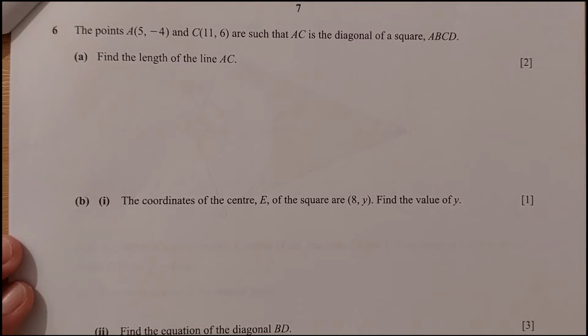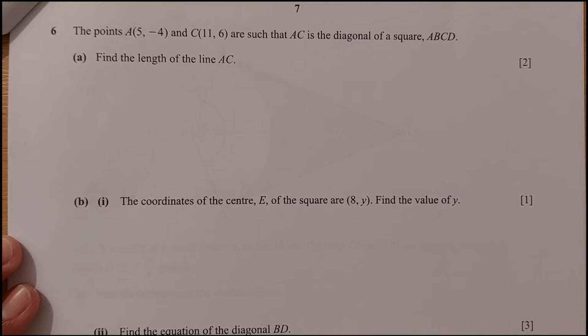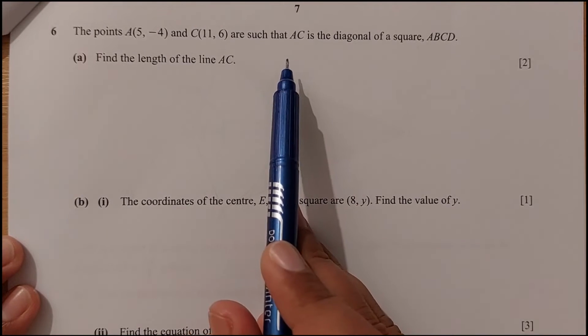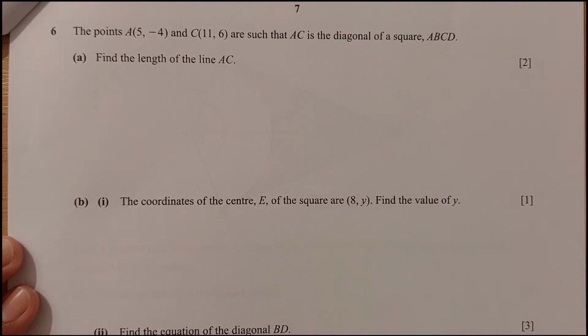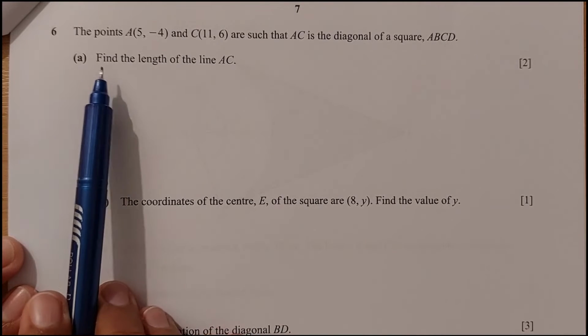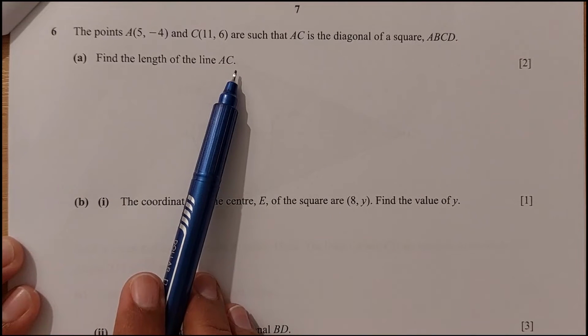Question number 6. The points A, that is (5, -4), and C, that is (11, 6), are such that AC is the diagonal of a square ABCD. So ABCD is a square and AC is the diagonal of the square, right? Now for part A, find the length of the line AC.